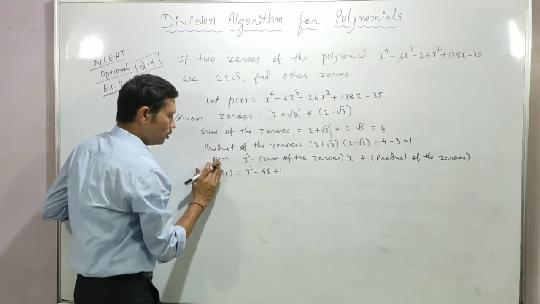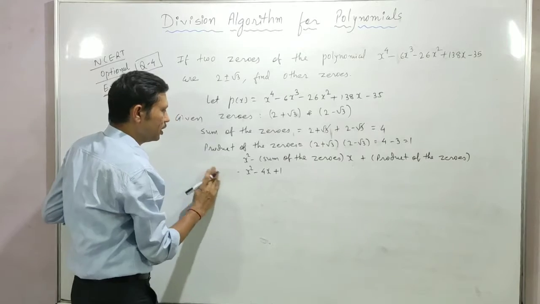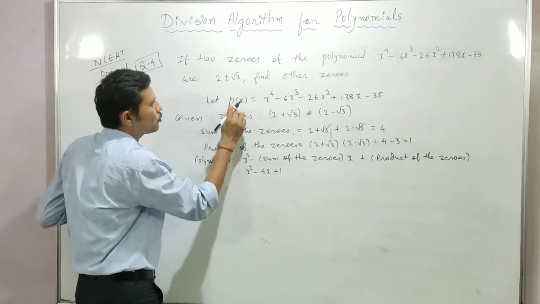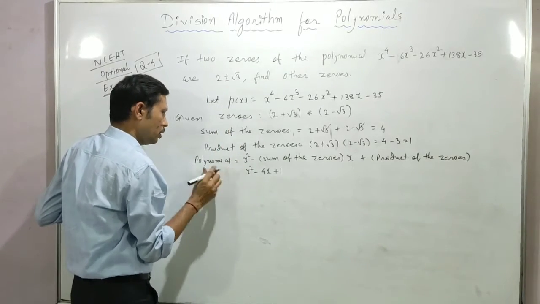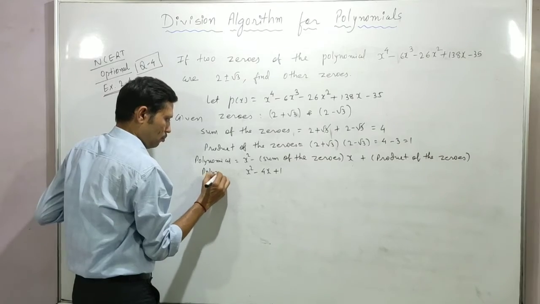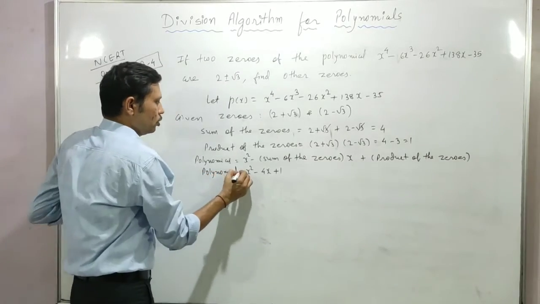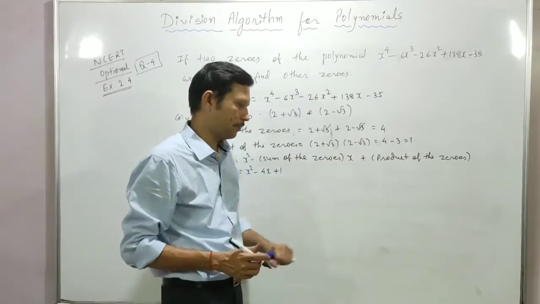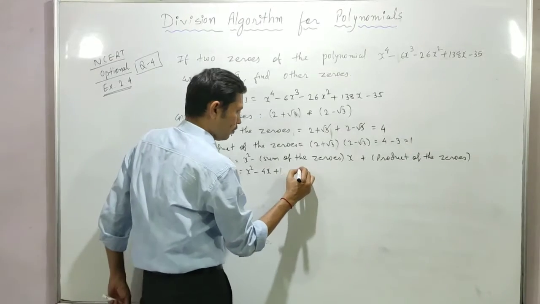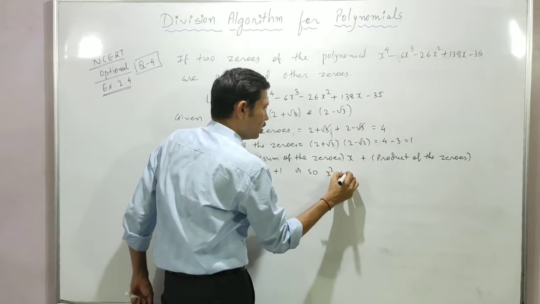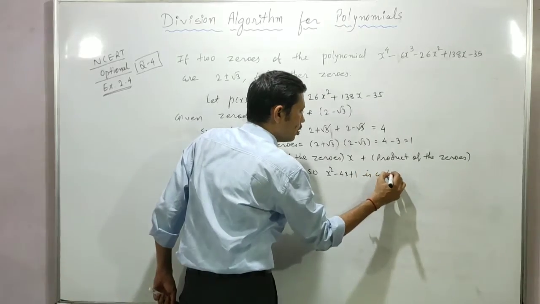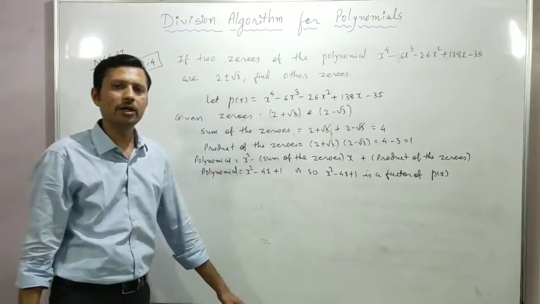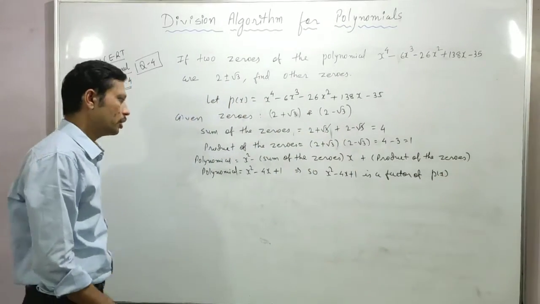Okay, so simply I will write down here the polynomial, because we are given p of x right now. So that means this one is a factor of our given polynomial, because we got this polynomial from the zeros. So x square minus 4x plus 1 is a factor of p of x. And now we will calculate the remaining zeros after performing the division.